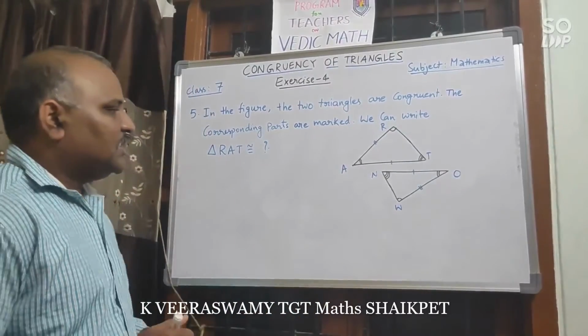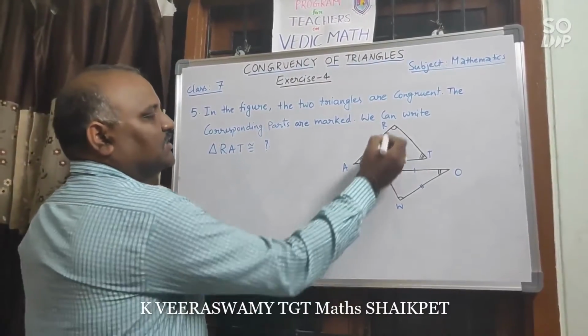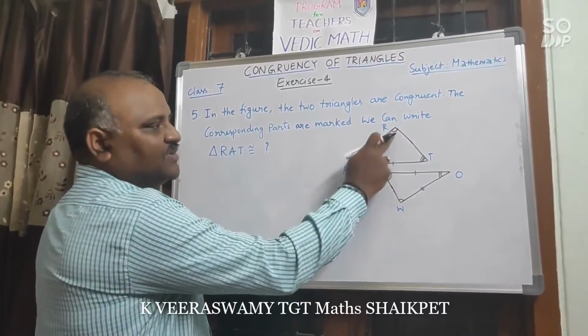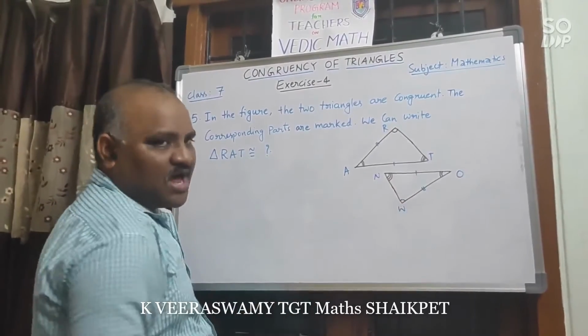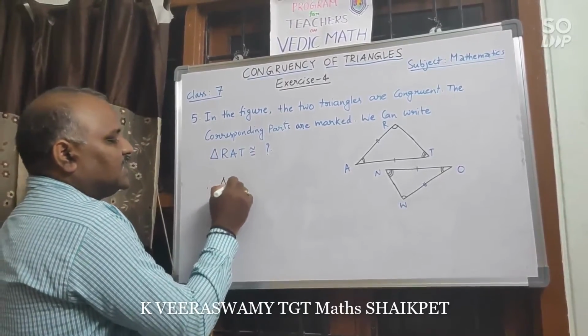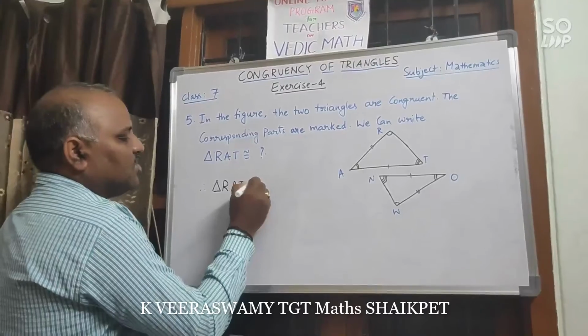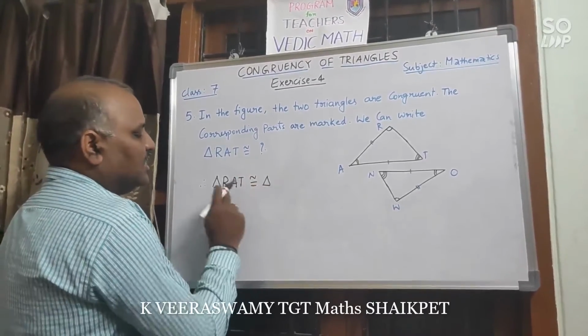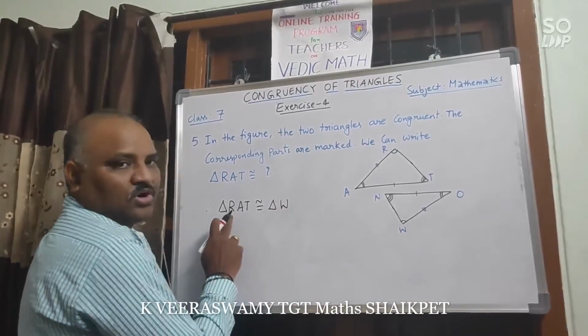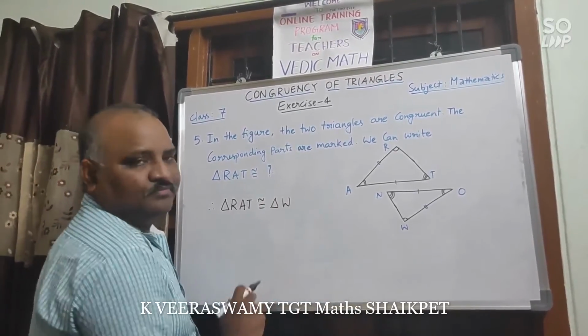Here you can observe that the first angle is marked at R. The same first corresponding angle was marked at W. Therefore, we can say triangle RAT is congruent to triangle. In place of R, we can take W. So, corresponding to R, we have W.